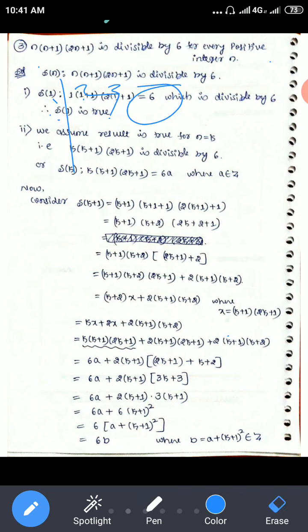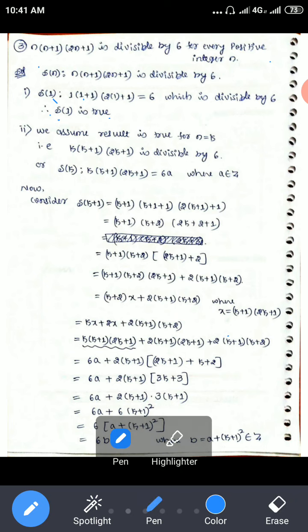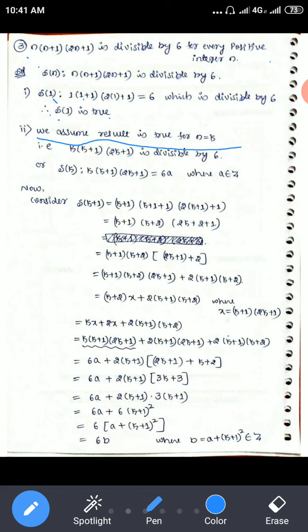Is it right? Take n equal to 1. Okay, so 6 is divisible by 6, that is, 6 divides itself, therefore s of 1 is true. Next you have to write this: assume the result is true for n equal to k. So k into k plus 1 into 2k plus 1 is divisible by 6. That is, s of k is equal to k into k plus 1 into 2k plus 1, that is equal to 6a, where a belongs to Z.